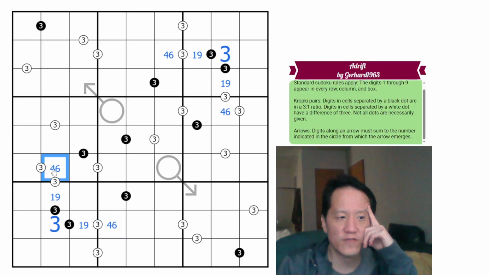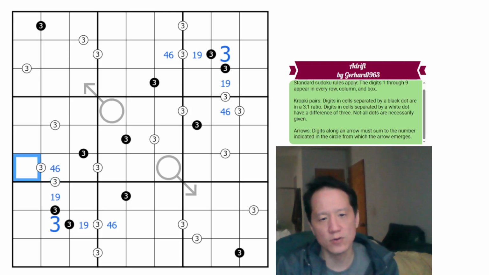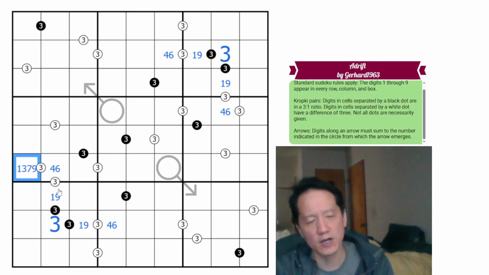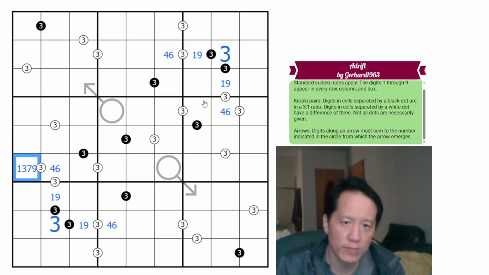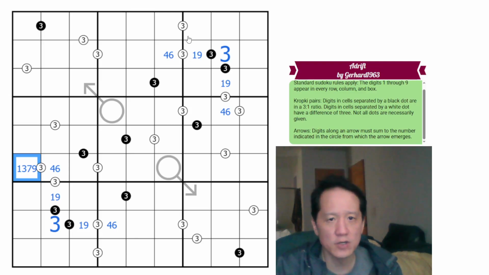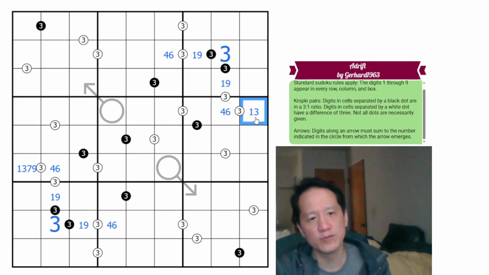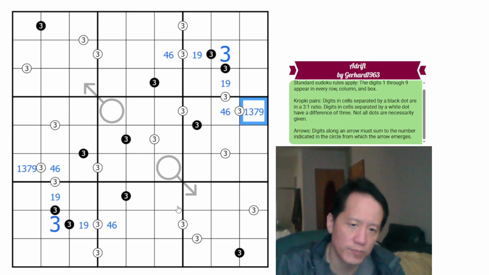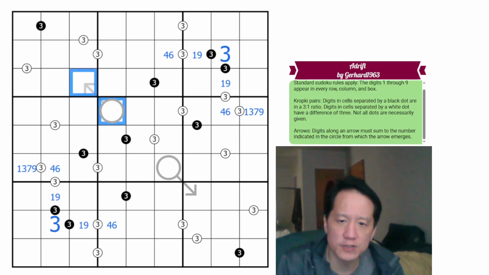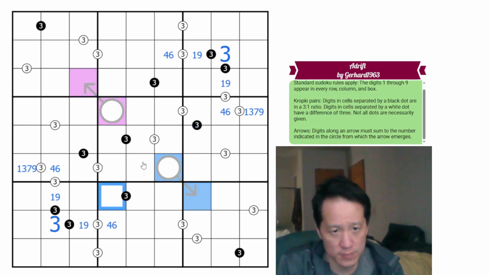This 4, if this is 4, it could be either 1 or 7. If this is 6, it would have to be 3 or 9. We're not sure which. Similarly, this would have to be 1, 3, 7, or 9 also. We know these two digits are the same, and we know these two digits are the same. That's what I was saying when you have arrows.